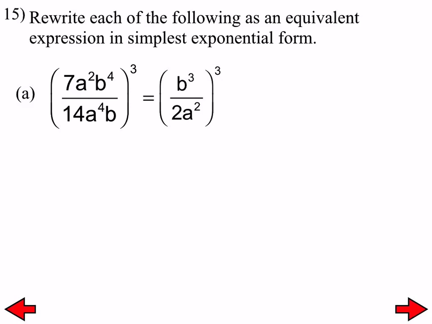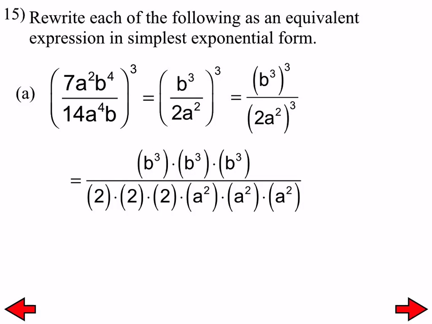Because 7 over 14, that simplifies to 1/2. We have both of these a's cancel out, and we have 2 more on the bottom than on top. That b right there on the bottom cancels out, and we have 3 more on top. So that's the reason why we end up with b cubed over 2a squared. Now we deal with this in terms of what we talked about yesterday. So we can think of that as b cubed cubed over 2a squared cubed.